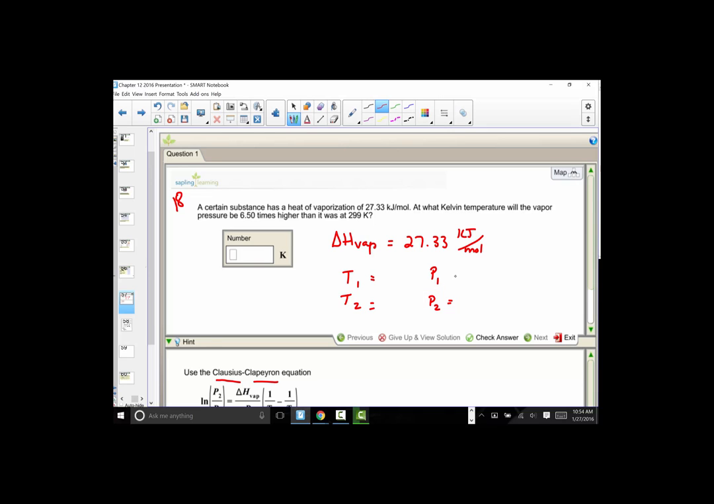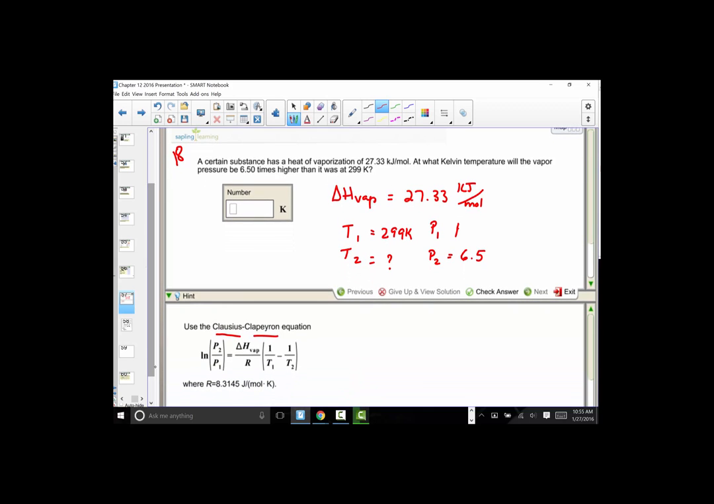So what we're looking at is the following information. At what Kelvin temperature will the vapor pressure be 6.5 times higher than it was at 299 Kelvin? 299 Kelvin. So looking for a new temperature when, let's just suppose I had 1 atmosphere or whatever the pressure unit wanted to be, and now at the second pressure it's 6.5 times larger. So just using any numbers really that are 6.5 to 1 in proportion would solve this equation correctly. We have all of the information provided to us except for the second temperature.